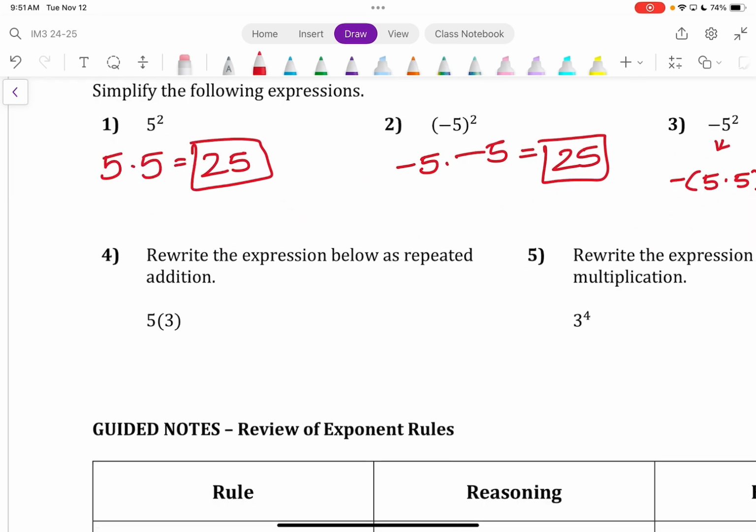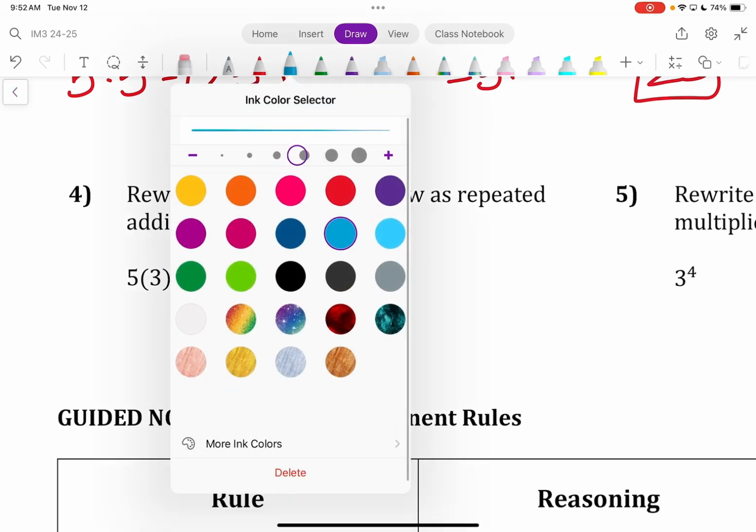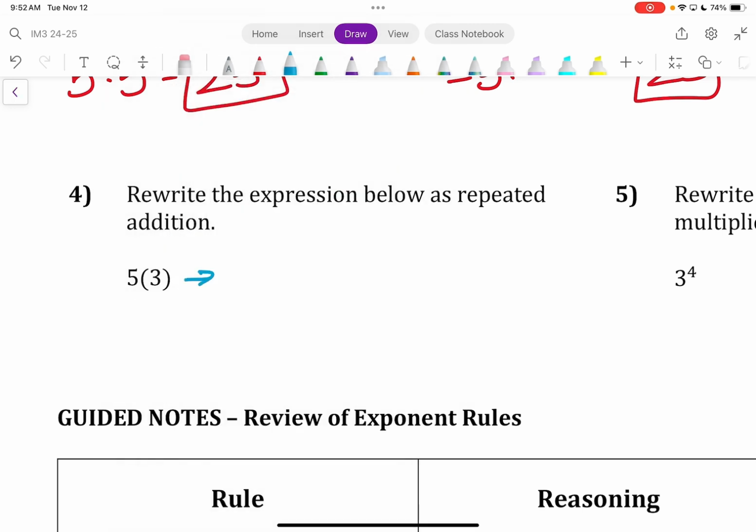All right. Let's look at number 4. Rewrite the expression below as repeated addition. So what is 5 times 3? There's 2 ways to write this. If I'm doing 5 times 3, think about grouping. I have 5 groups of what? 5 groups of 3. Could do 3 plus 3 5 times, which is equal to 15.